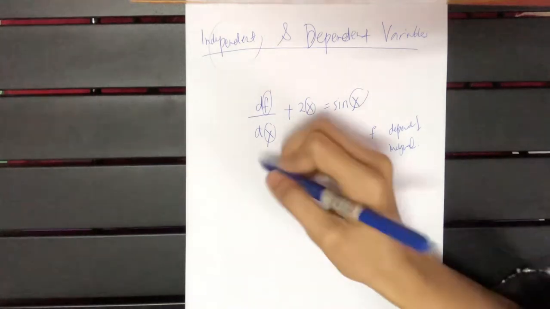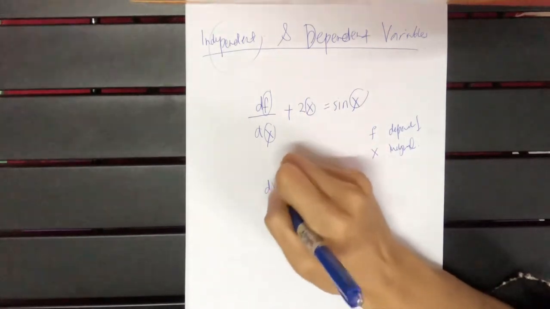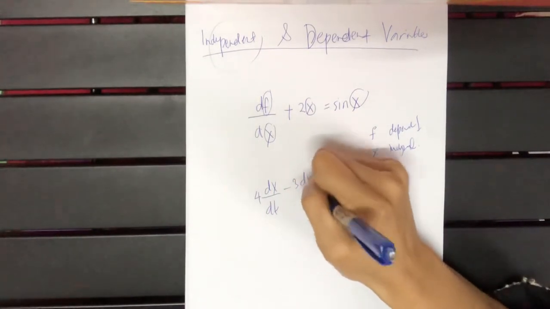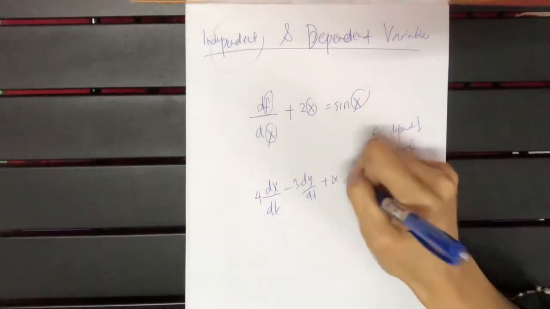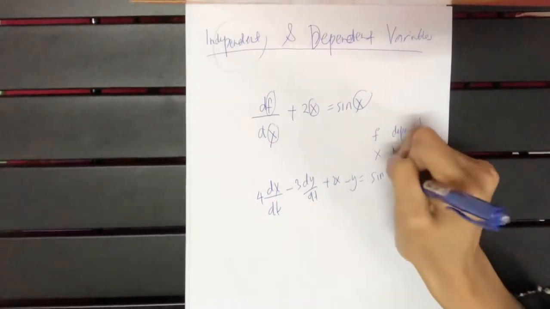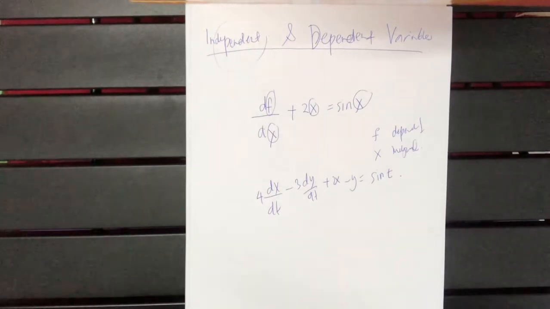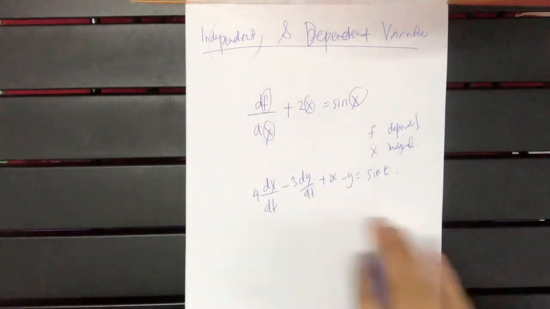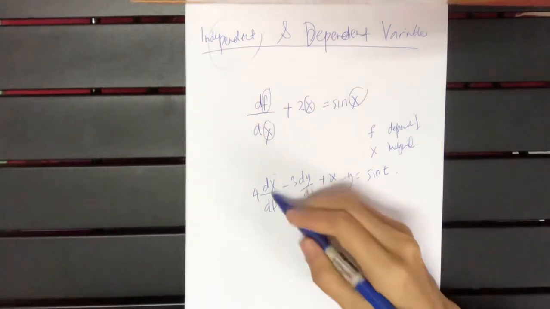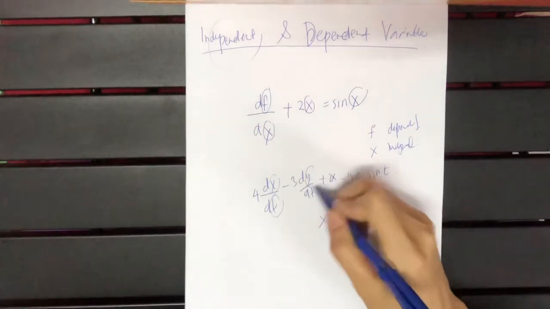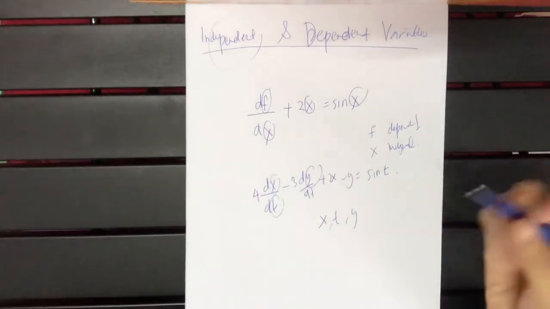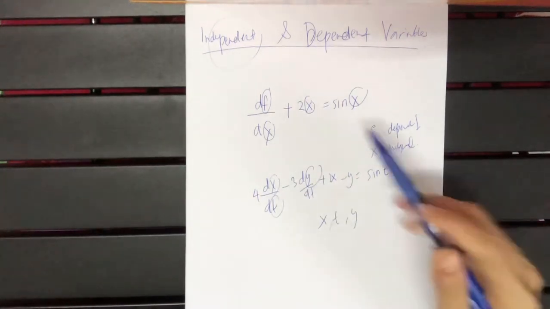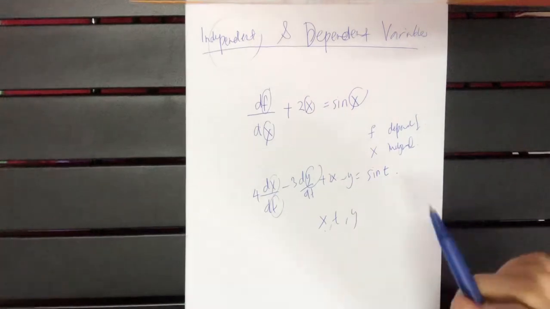Okay, I give you one more example. Let's say you have dx dt minus 3 dy dt plus 2x minus y equal to sine t. Now list down first the variables that are involved in this question. You have x, you have t, and then you have y. Only these three variables, right? The rest are repeats. So you have x, t, y.